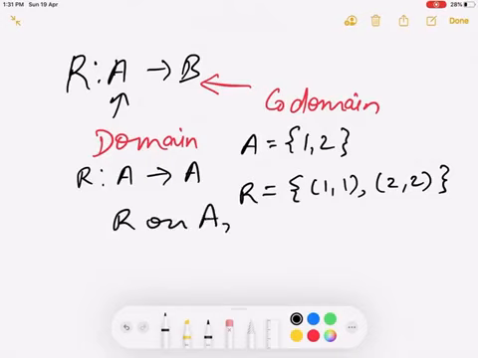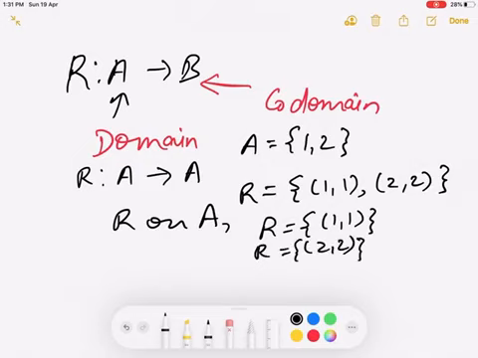I have just given one example. There can be other relations also. For example, if we simply write 1, 1, that is also a relation. If we write 2, 2, that is also a relation. If we write 1, 1, 1, 2, then 2, 1, and then 2, 2, that is also an example of a relation on A. Now in 12th standard we will be talking about those relations in which both the domain and codomain are the same set. So we will basically be talking about binary relations.